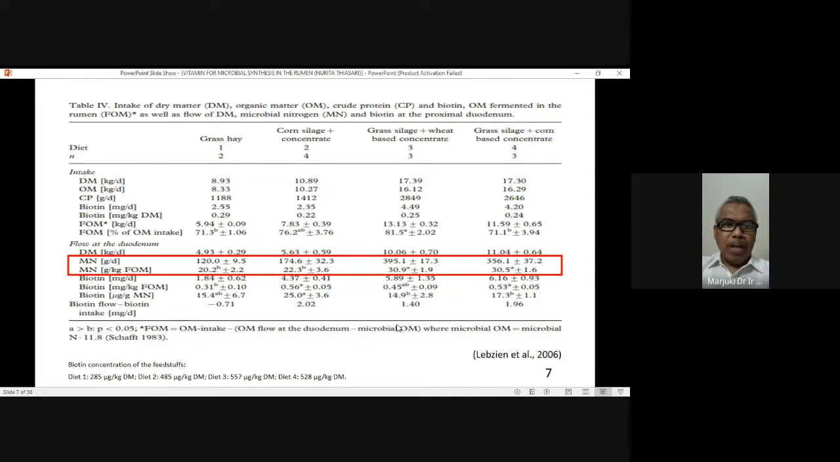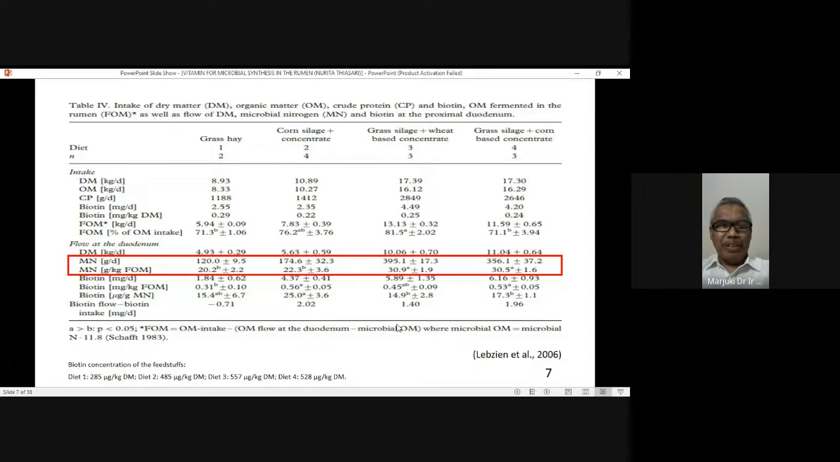So supply of energy, protein, carbohydrates, and also branch-chain fatty acid for microbial synthesis in diet 3 and 4 are much more available compared to diet 1 and 2. That is the reason, I think, for the higher microbial nitrogen in diet 3 and 4. That's complex synthesis, I think.